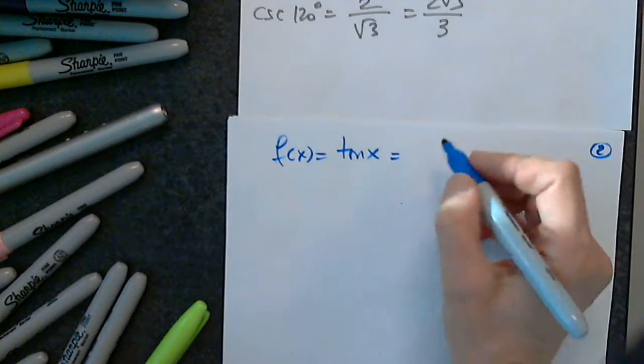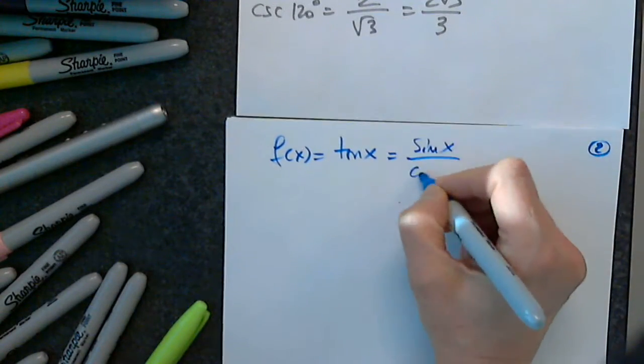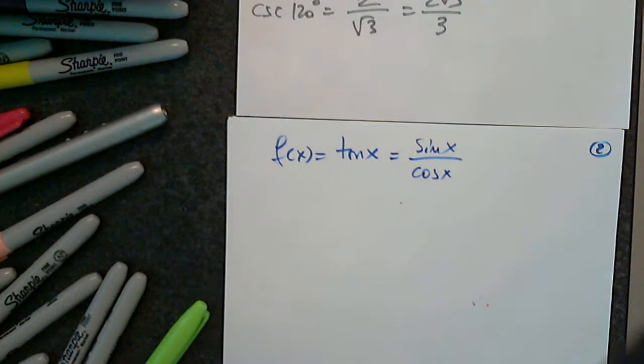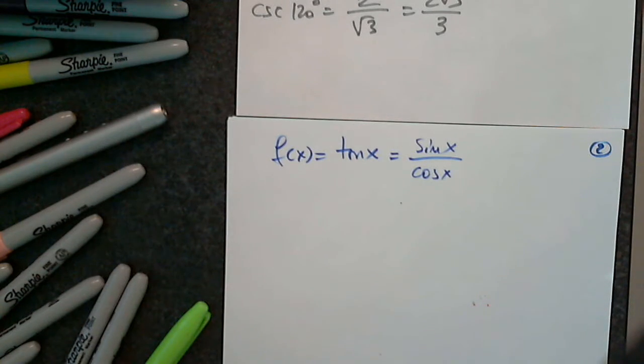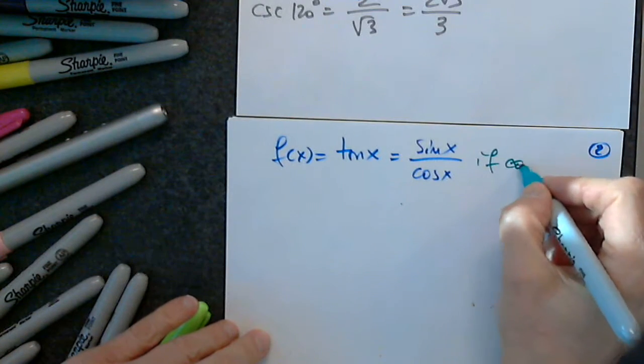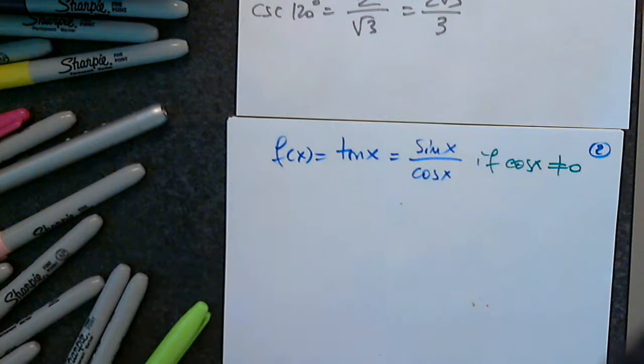However, look at tangent. What has to happen for tangent to exist? Exactly. If cosine x does not equal 0. Now, let's think on the unit circle. Where is cosine 0?